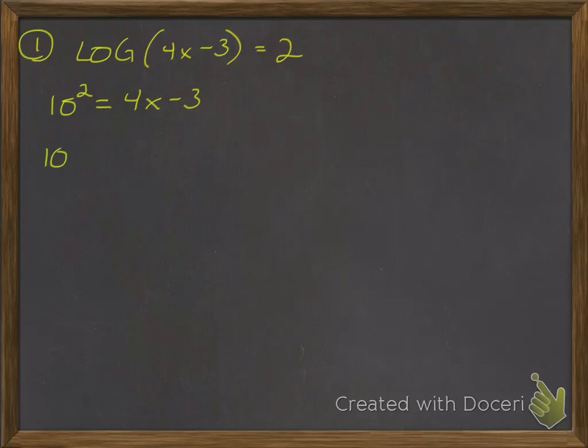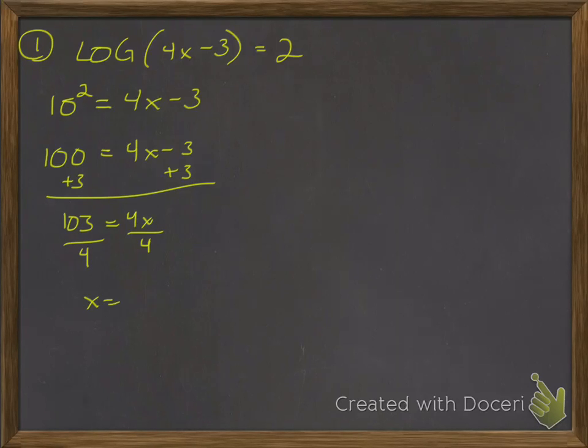10 squared becomes 100. And now you just solve for x. Add 3. 103 is equal to 4x. Divide by 4, and x is equal to 103 over 4, which becomes 25.75 as a decimal.